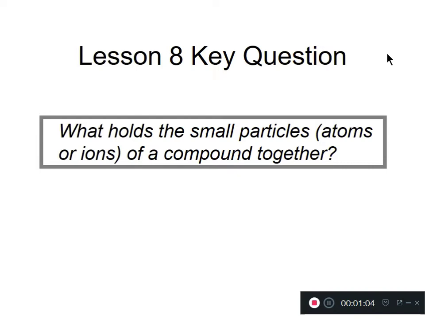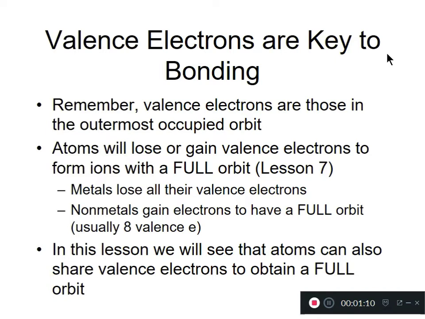So we're talking about what is holding together these atoms in a compound. Review that we talked about the valence electrons in lesson 7, and the valence electrons are key to bonding. Remember, the valence electrons are those in the outermost occupied orbit. Atoms will lose or gain valence electrons to form ions with a full orbit. We talked about that in lesson 7. We said that the metals are going to lose all of their valence electrons, and the nonmetals are going to gain electrons in order to have a full orbit, which is usually 8 valence electrons. In this lesson, we're also going to see that another way that atoms can attain a full orbit is to share valence electrons.